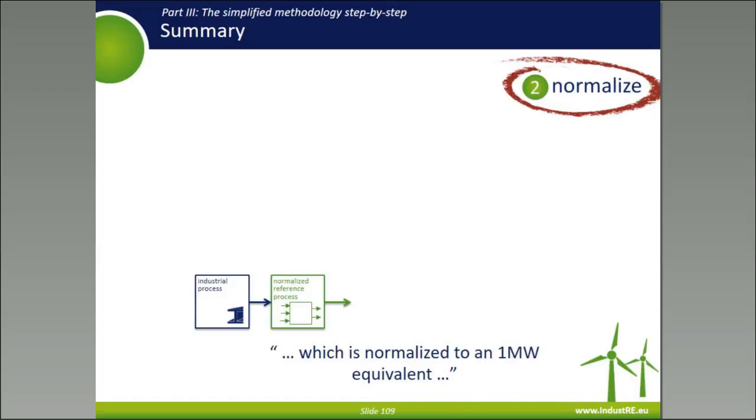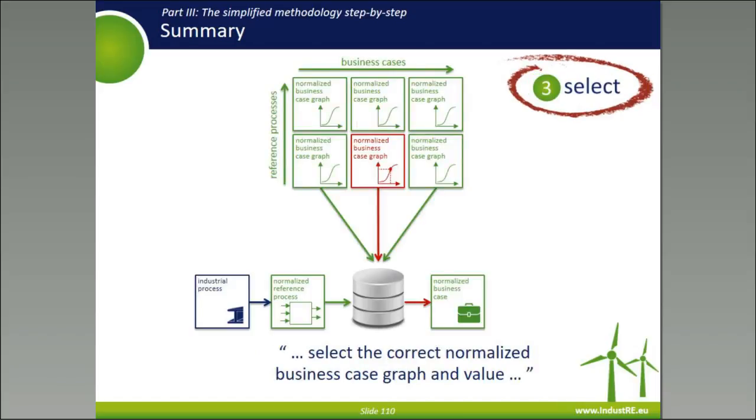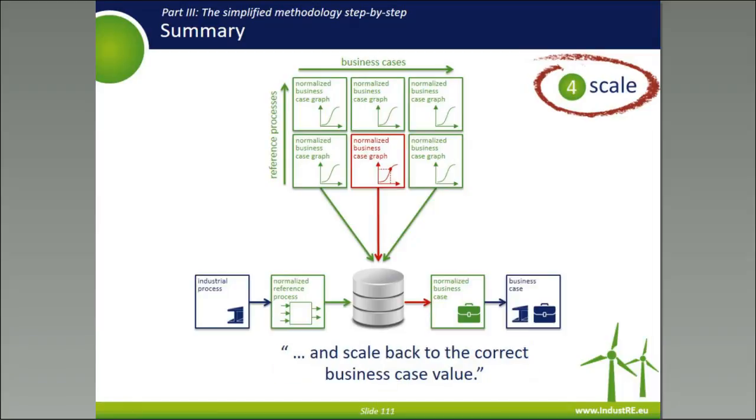Then for these reference processes, we have a database of these normalized business case graphs, as we call them in the project. So for all the reference processes and for all the different business cases, and I should have added a third axis for the different target countries, you have these graphs there. You pick out the right graph, you pick out the right point which you need, and you have your normalized business case, and you scale it back to the real values, and you're there.